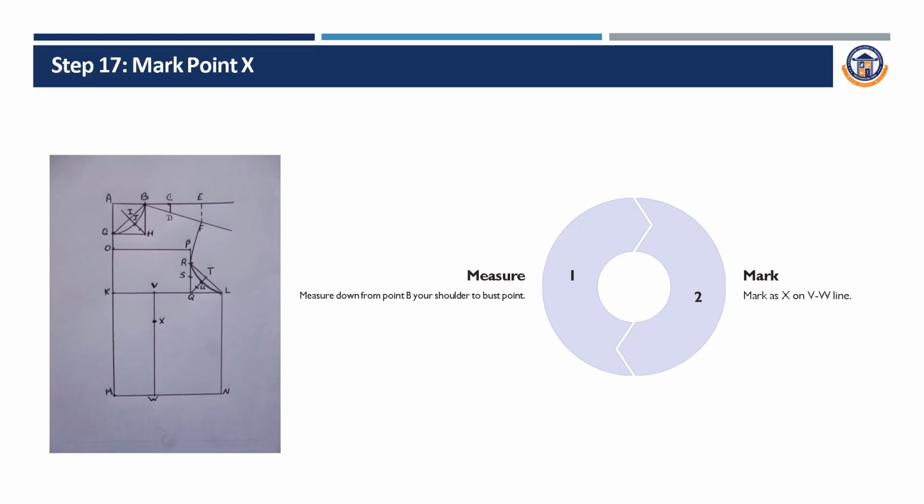Okay. Measure down from the point B, your shoulder line to bust point. That is a measurement you should take and mark that point. From the B you mark this particular measurement. For example, measure down from the point B, your shoulder, to bust point. From this point, if you draw a line, your point will come. This particular point we call X, which will lie on the VW line. That is what is shown in the figure.